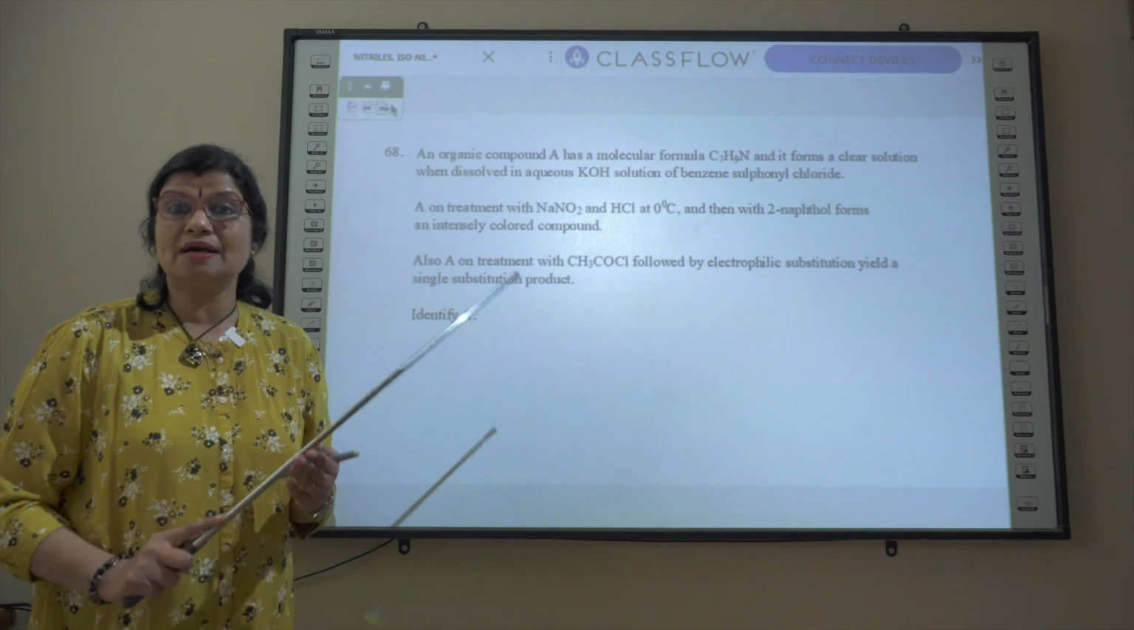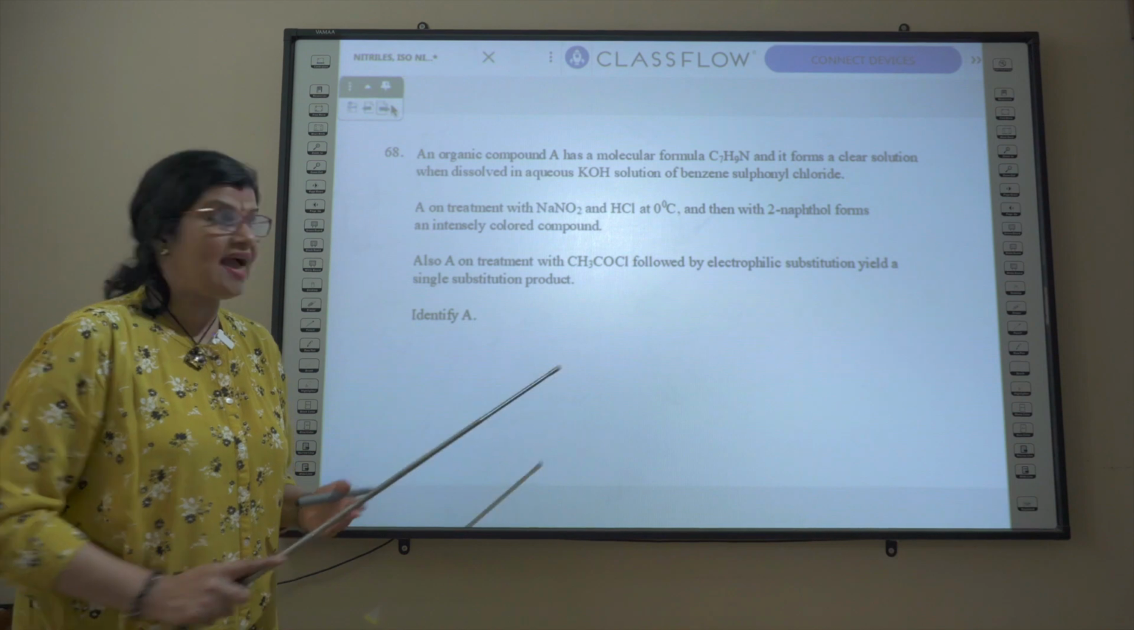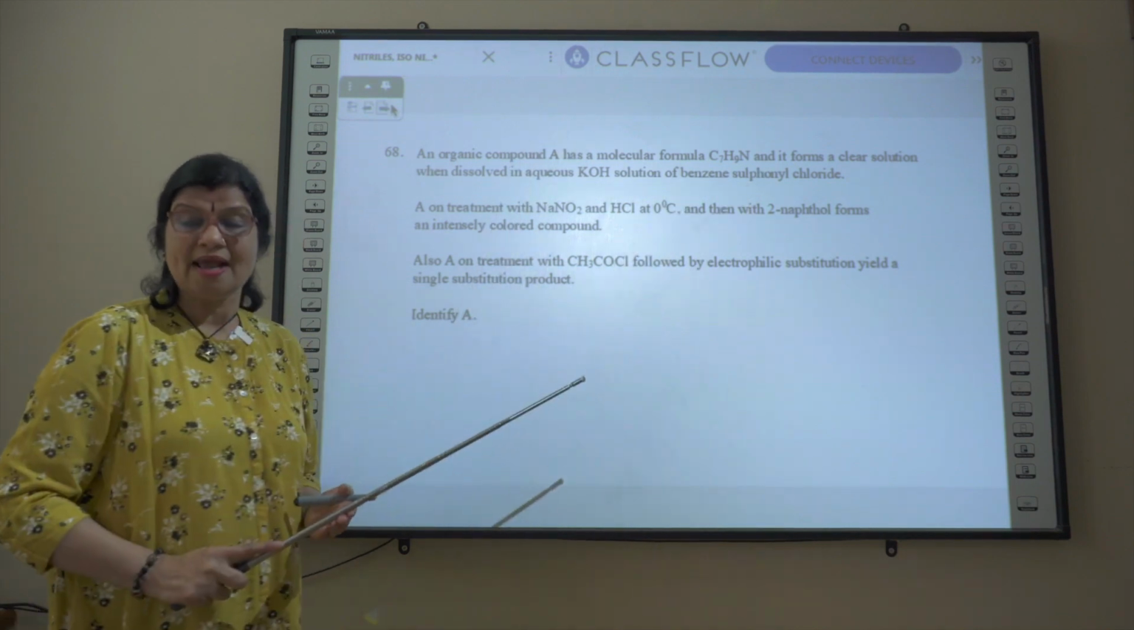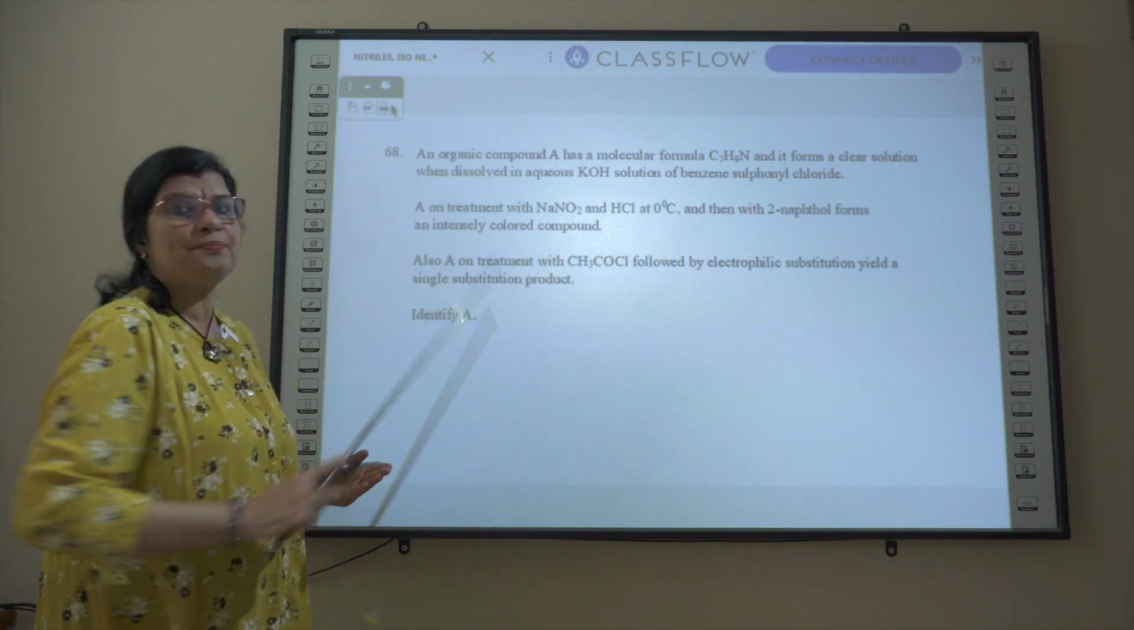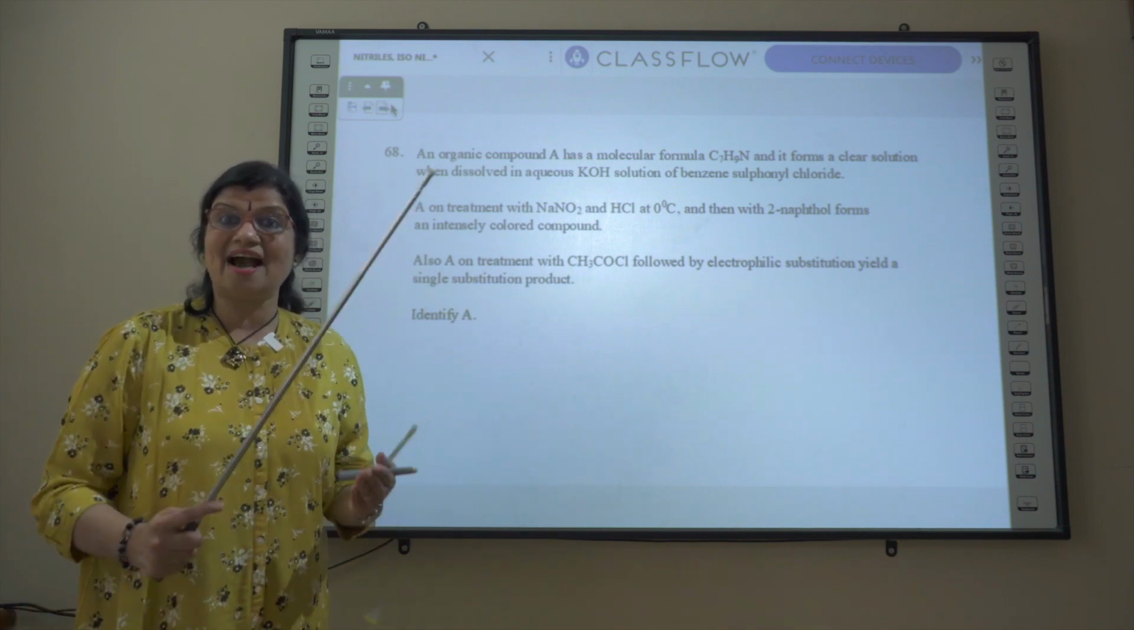compound is a primary amino compound. Alright, a secondary amino compound will react with benzene sulfonyl chloride, but the product will not dissolve in potassium hydroxide because that product does not contain an acidic hydrogen.